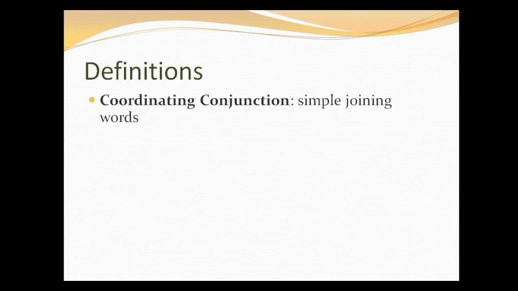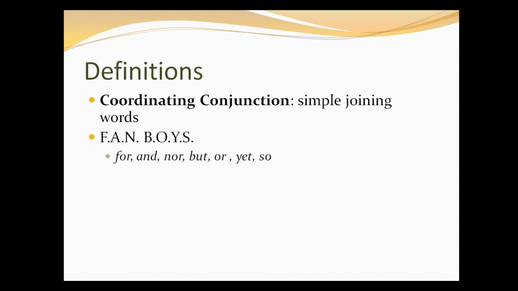First definition, coordinating conjunction, it's a simple joining word. Examples include fanboys, like for, and, nor, but, or, yet, so. Acronym fanboys is one way to remember it, and yet, it's important to remember these are called coordinating conjunctions. Conjunctions, by definition, are words that join, and coordinating means things are at the same level. When you have an and, what's before and after the and joined together should be the same level of importance.